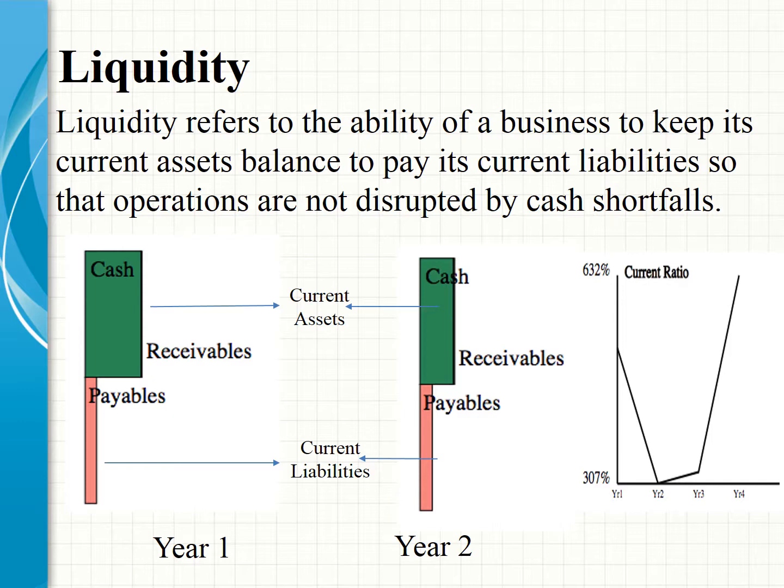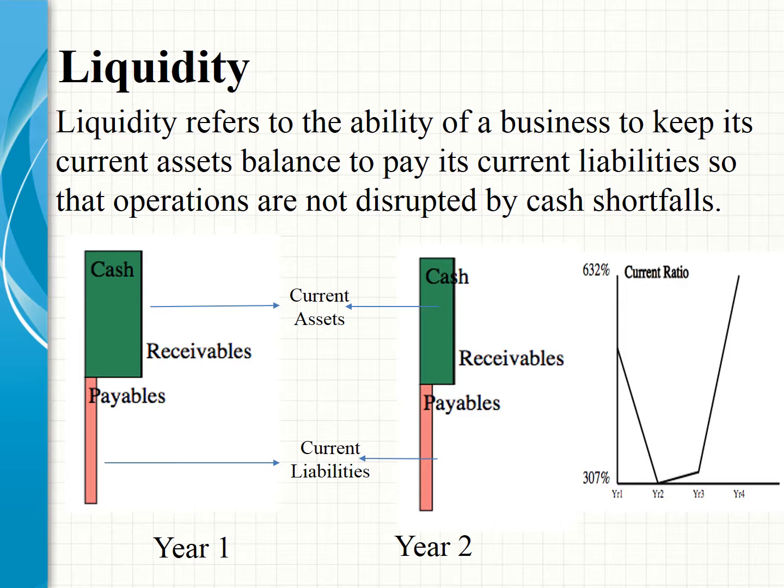This means the business is liquid because after paying off its payables, it still has cash in the bank. In year 2, the green box of current assets shows that this business also had enough cash in the bank at the end of year 2. Even though the current assets in year 2 is much less than the current assets in year 1, this business still meets its obligation to pay off its bills.